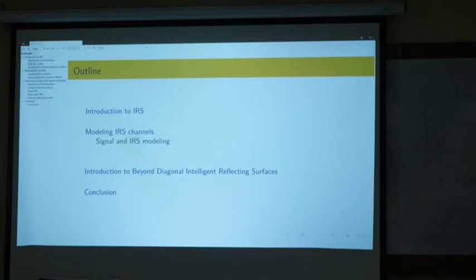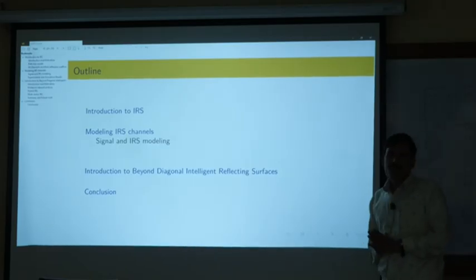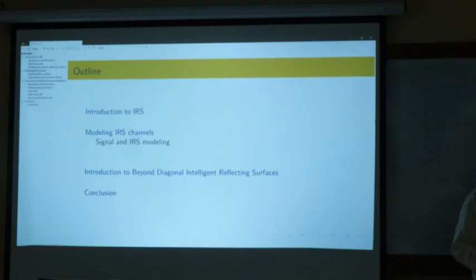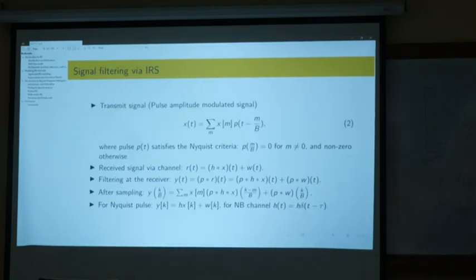Okay, so let's come to the modeling. Any question up to this point? Okay, so let's come to the modeling. So first we do the signal modeling.